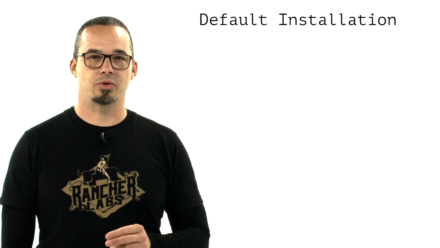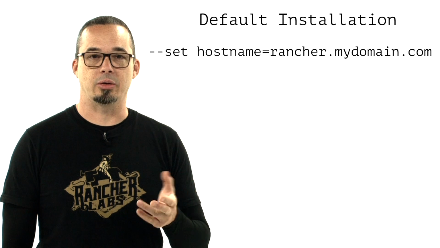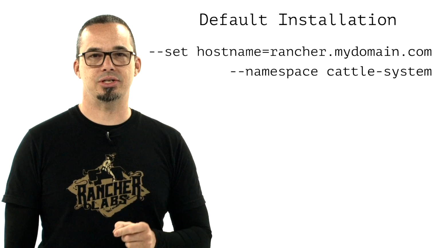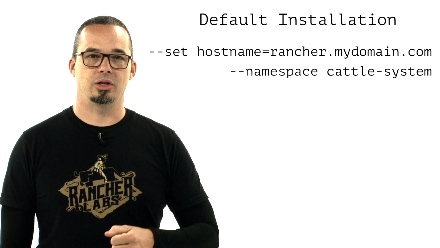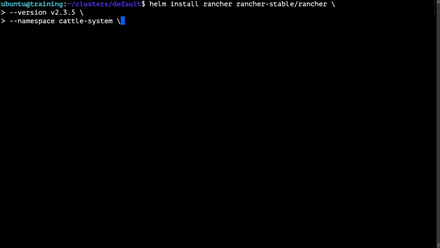This installation option requires 2 parameters. We set hostname to the hostname that we're using for the Rancher server, and we use --namespace cattle-system to tell Helm where to install the package. We're finally ready to install Rancher into our cluster using Rancher-generated certs. Run the Helm install command specifying your chosen version of Rancher, passing in the required hostname argument.